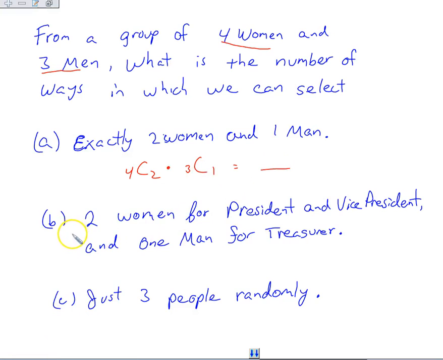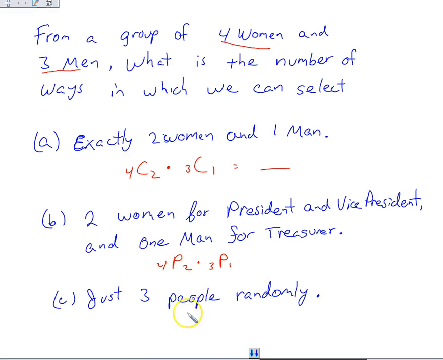The second problem here is selecting 2 women for president and vice president, and then 1 man for treasurer. And how many ways can we select that? All right, well, then the calculation is going to change to the following. Because we are selecting these people for specific positions, it's going to be 4P2 times 3P1 permutations.